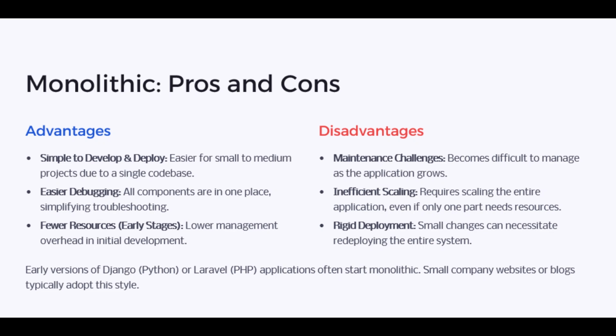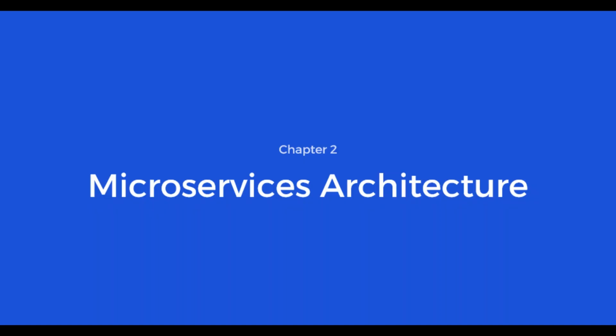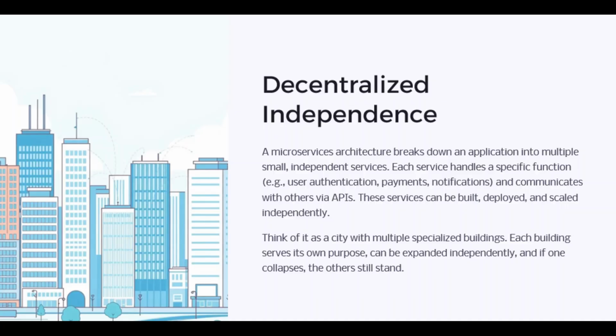Examples: early versions of Django Python or Laravel PHP applications often start monolithic. Small company websites or blogs usually adopt this style. Number 2, microservices architecture. A microservices architecture breaks down an application into multiple small, independent services. Each service handles a specific function, e.g., user authentication, payments, notifications, and communicates with others via APIs. These services can be built, deployed, and scaled independently.